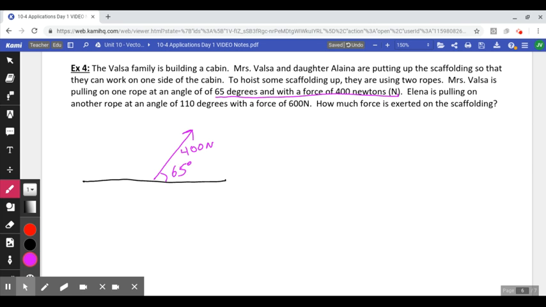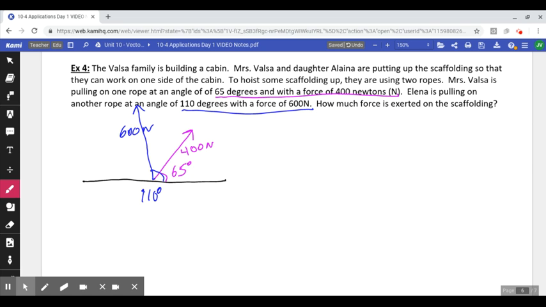And then Elena is pulling on another rope, and she's going to be pulling on that other rope at an angle of 110, which is 70 degrees above the horizontal, and a force of 600 newtons. So her vector might be like this. So we'll do 600 newtons, and then that angle all the way over there is going to be 110 degrees. Now, the question here is asking us how much force is being exerted on the scaffolding.